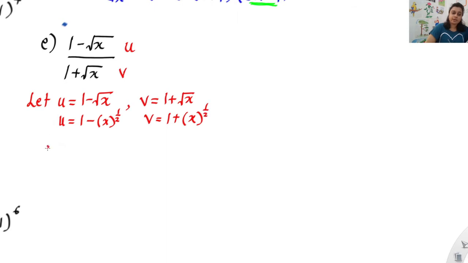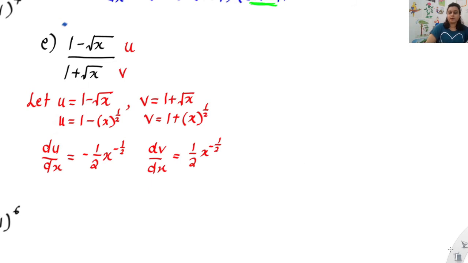Now you differentiate du dx. You will get negative 1 over 2 x to the power of negative 1 over 2. Then differentiate dv dx, you get 1 over 2 x to the power of negative 1 over 2. Okay, now we have already done all this. Now we just have to fill into the formula.